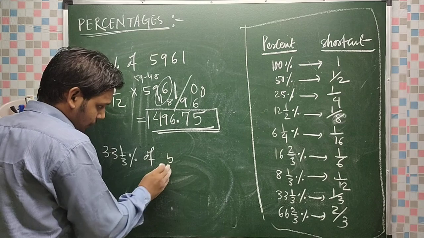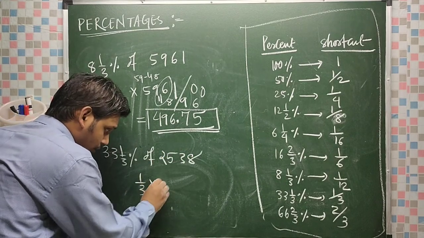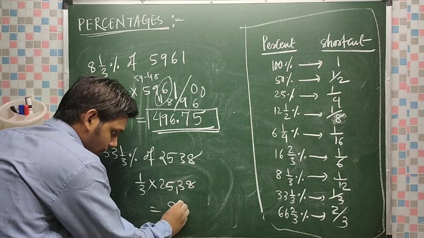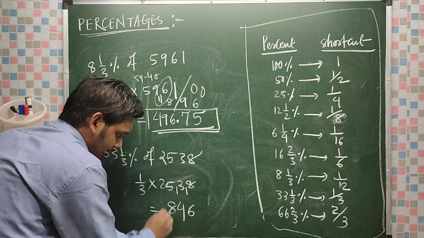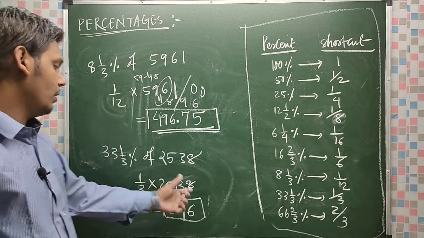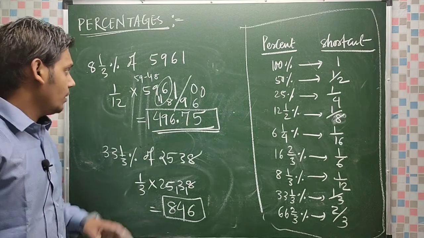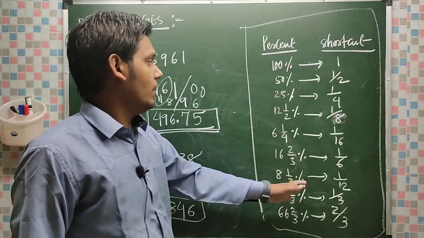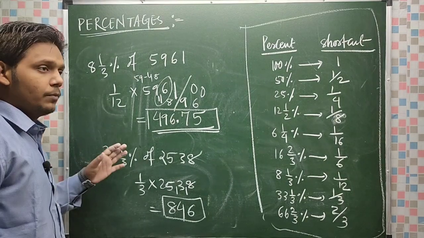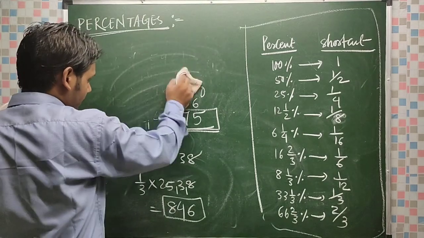Now 33 whole 1 by 3% of 2538. So 1 by 3 into 2538. So 3 8 24, 1 3 4 12, again 1 3 6 18. So 846 is coming. It is divisible. If it is not divisible, again you have to divide by 3. So in this way you can use this shortcut and evaluate the value quickly. Okay, one more example I will do, and thereafter this will be the end of this video.